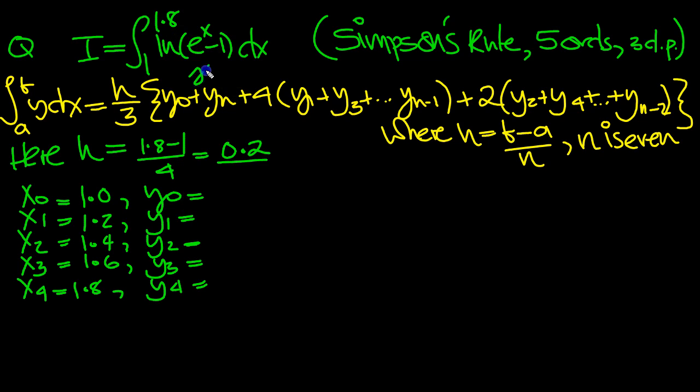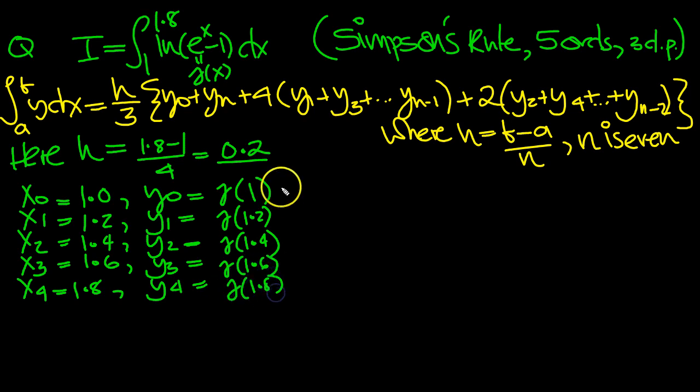Now I'm going to label this f of x just to save some writing. So this would be f of 1, f of 1.2, 1.4, 1.6, and 1.8. So let's work out these. So f of 1 then, put 1 in.